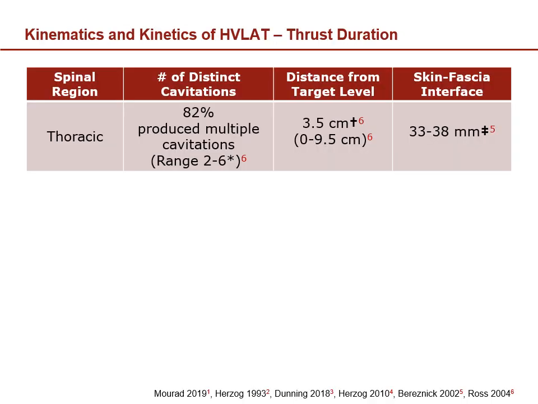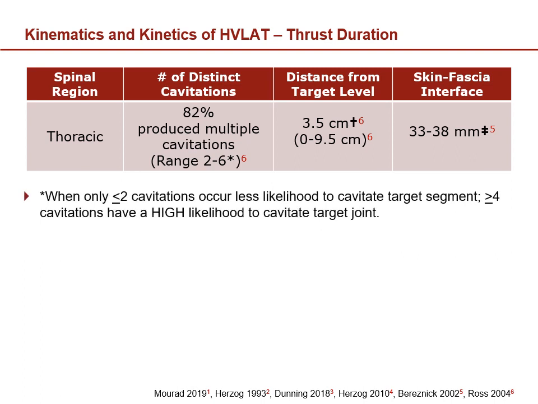Okay, a bit of review from the pre-lecture material. So you have the spinal region, we're focusing on the thoracic. You have the number of distinct cavitations. 82% of thoracic manipulations will create more than a single cavitation, and these can range anywhere between 2 and 6. The distance from the target segment is 3.5 centimeters, and the skin fascial interface, like the amount of glide that you can get from the initial contact point, is between 3 and 4 centimeters.